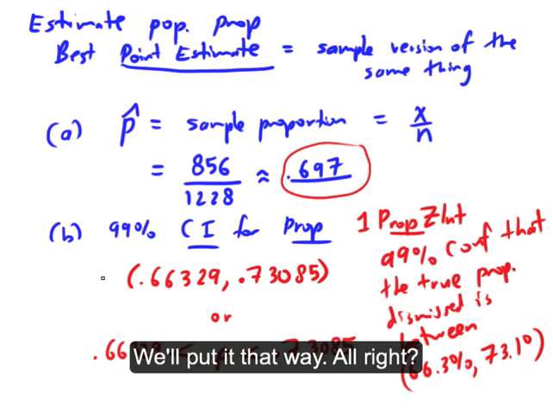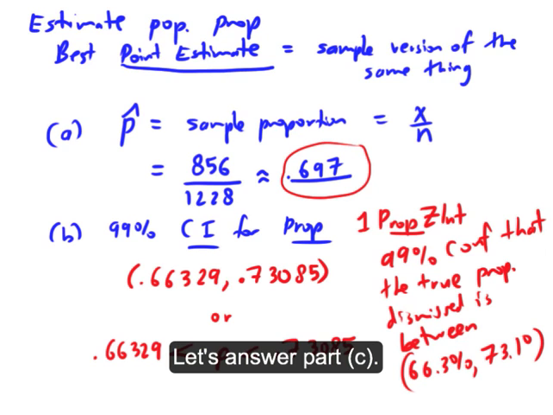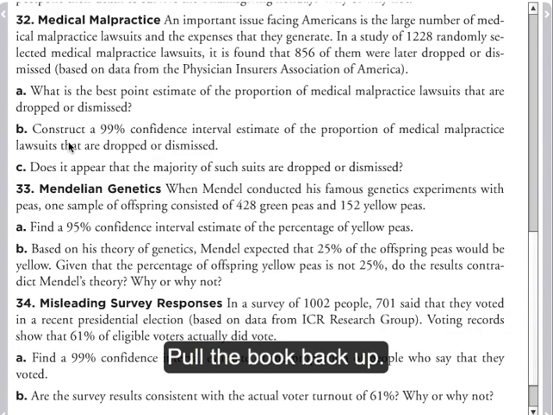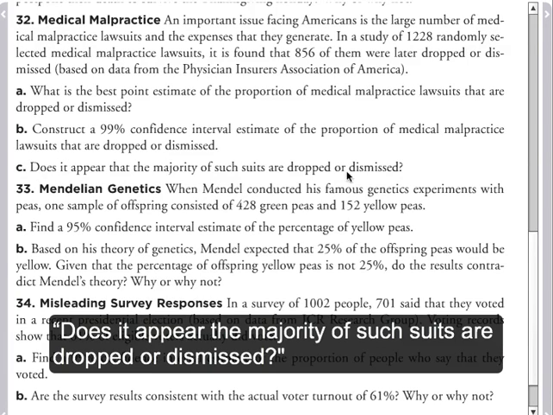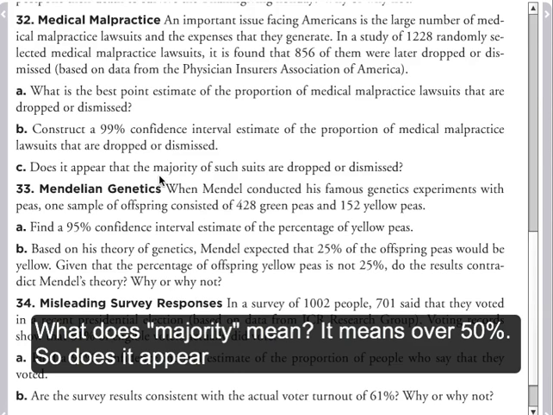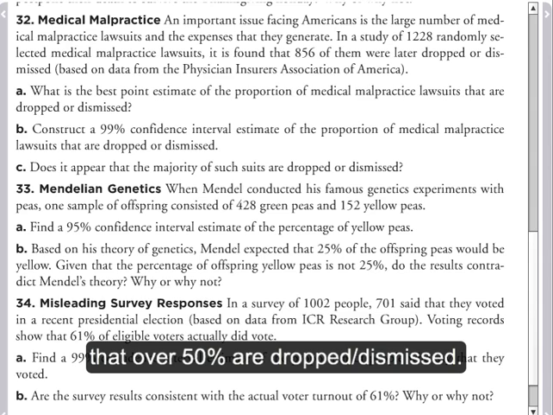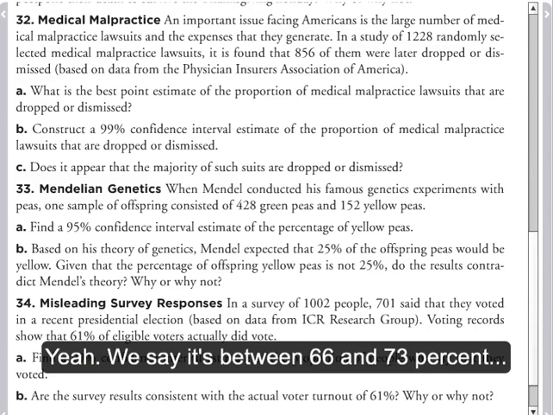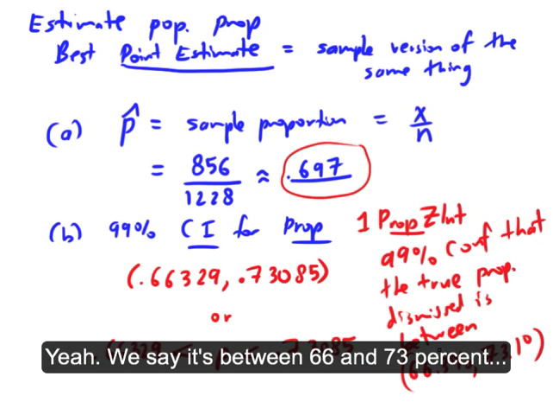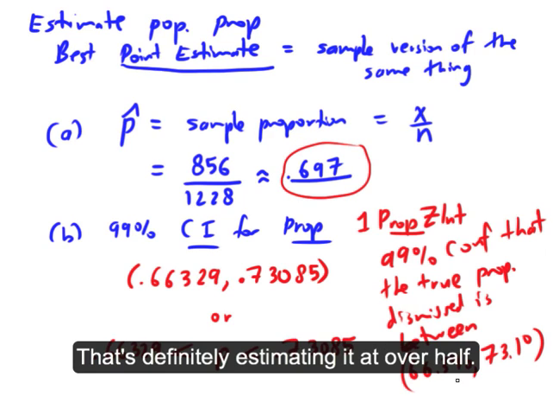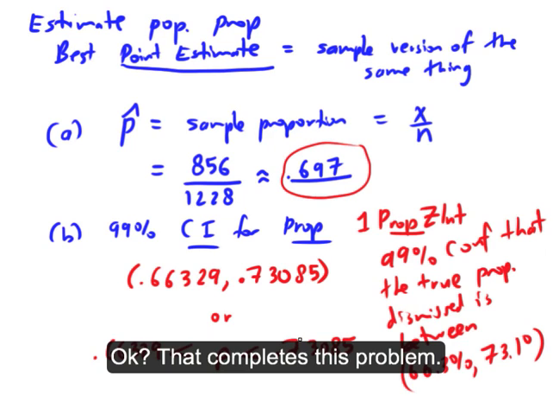All right, and then let's go back to answer the last part of the question, part C. Let's pop the book back up. Part C says, does it appear that the majority of such suits are dropped or dismissed? Well, what does majority mean? Majority means over 50%. So does it appear that over 50% are dropped or dismissed? And yes, we say it's between 66 and 73%. That's definitely an estimate that's saying it's over half. Okay, so that completes this problem.